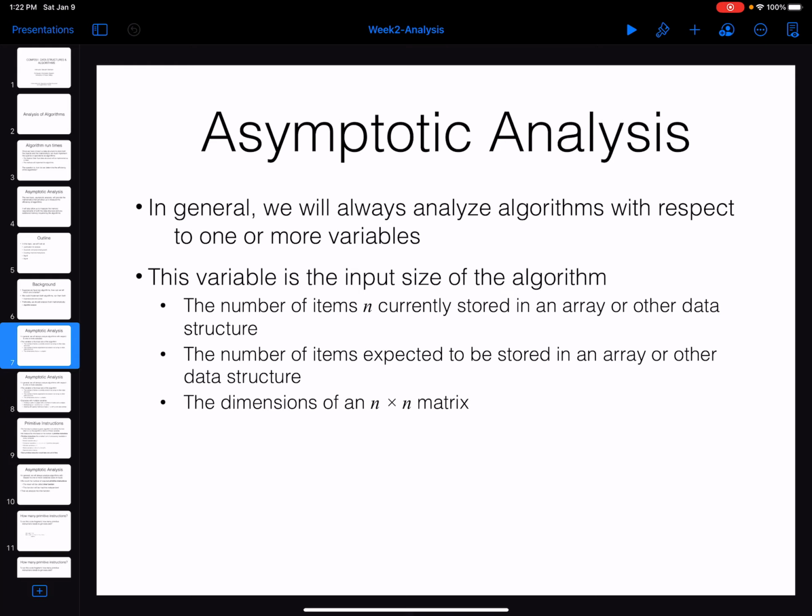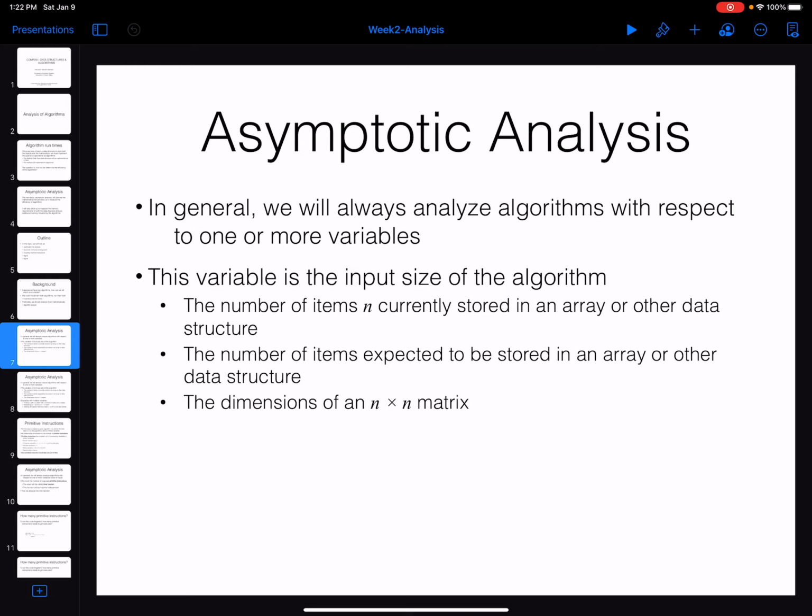If you have a list of 10 numbers, it's going to be completely different than sorting a list of 10 million numbers, right? So the size of the input is going to affect how much time your algorithm takes to be executed. That is the variable in terms of which we analyze the efficiency of our algorithms: the size of the input.